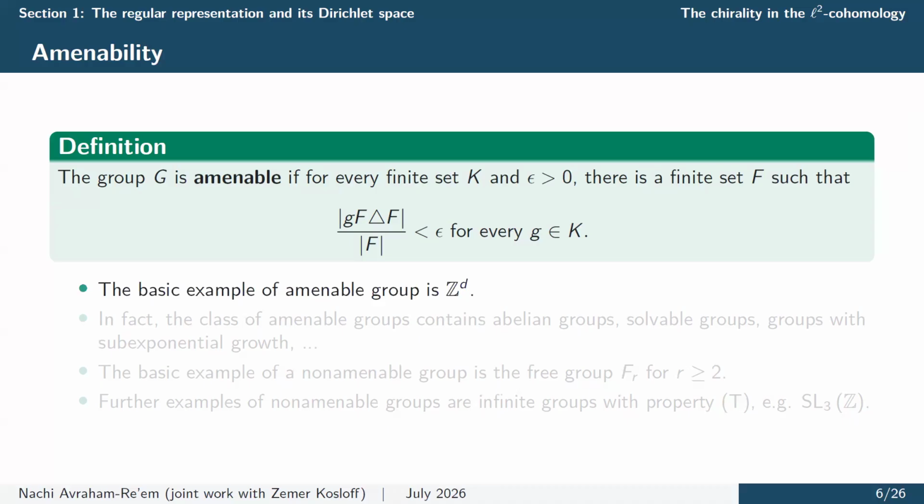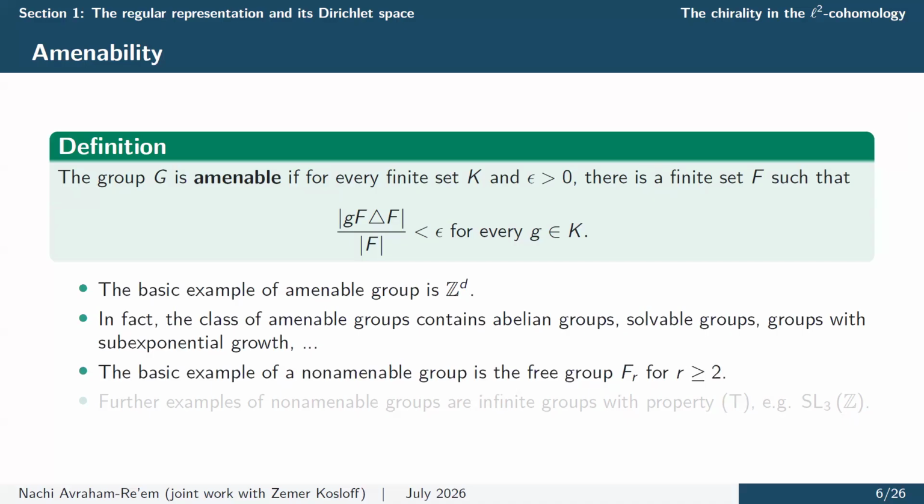For example, Z^d may be the most classical example of an amenable group, but in fact there are many other examples, like abelian groups more generally, or even more generally solvable groups, or groups with sub-exponential growth. The basic non-example of an amenable group is free groups, of rank at least two. Other examples of non-amenable groups are infinite groups with property T, for example SL3Z. We don't really need to get into those examples in detail.